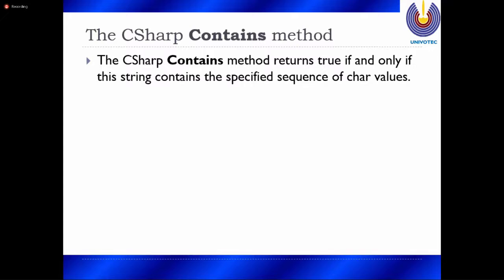Okay, the C# Contains method returns true if and only if the string contains a specific sequence of char values. Previously we checked for the index of something; here we check for particular characters. bool string.Contains(string str). You can use this method to check for a decimal point, or an @ sign, in an input box.